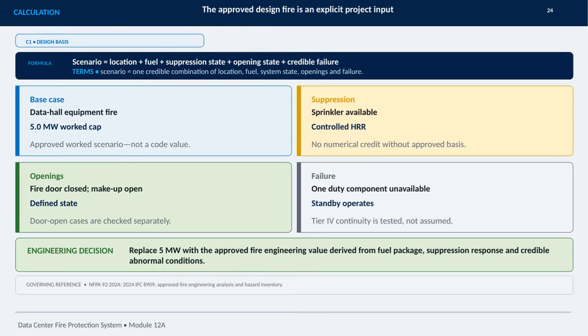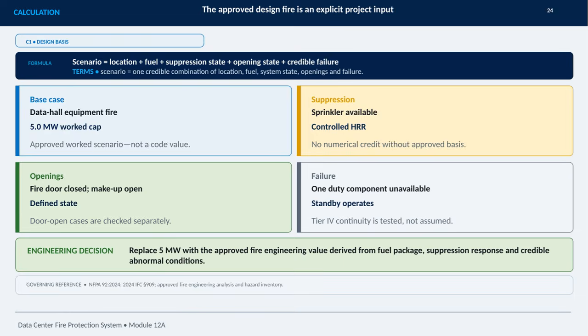This slide defines the calculation basis for the approved design fire. The key point is that the fire is an explicit project input, not a value selected casually during analysis. We describe each scenario using 5 elements: location, fuel, suppression state, opening state, and a credible failure. For the base case, the scenario is a data hall equipment fire with a 5 megawatt worked cap. That 5 megawatt figure is an approved worked scenario, not a universal code value.